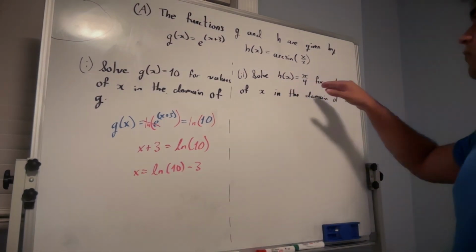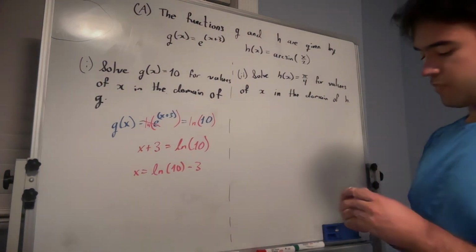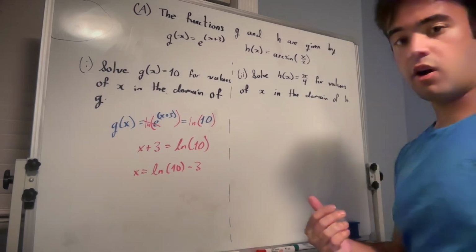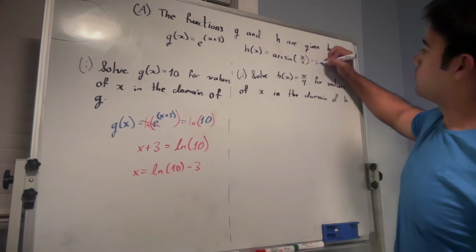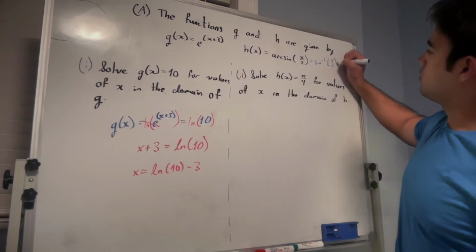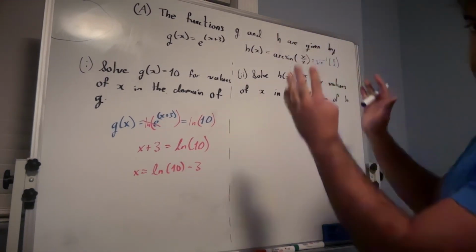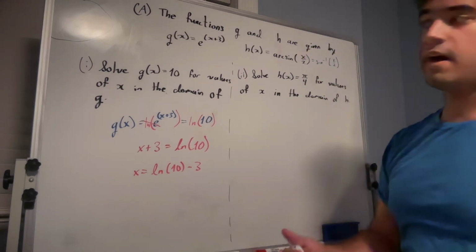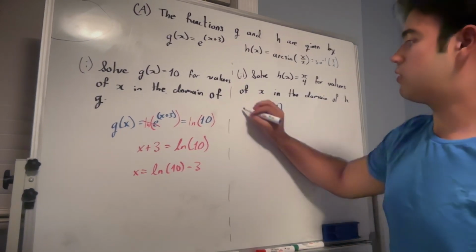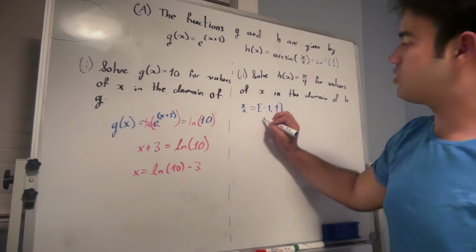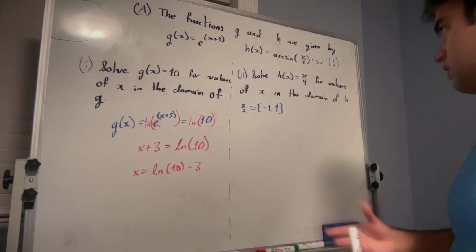We have to solve for h of x equals pi over 4 for values of x in the domain of h. And what we notice is that whatever we plug into our argument of arcsine, or also known as inverse sine, right? So I'll just write it as inverse sine as well. Whatever we plug into the inside of the parentheses, the argument, so x over 2, has to come out as some value in between -1 and 1. So x over 2 has to be some value in between here. That's just something to keep in mind for when we find our answer.